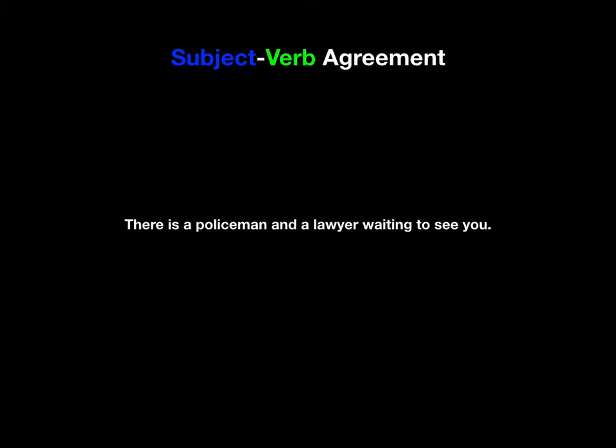This verb is a little more difficult to identify because it is split. The whole verb within this sentence is waiting. Our next step is to ask ourselves who or what the verb. So who or what is waiting? When we ask this question, it's clear that it is a policeman and a lawyer.